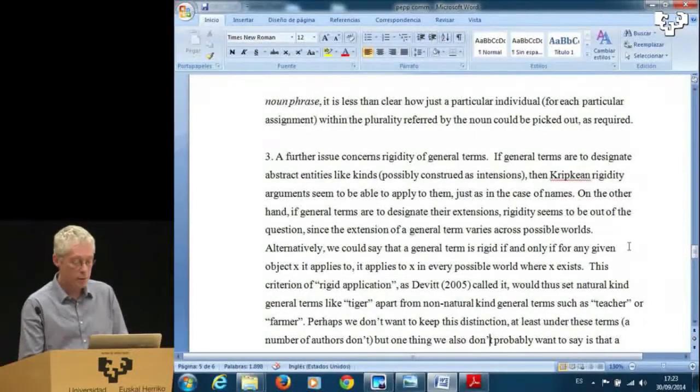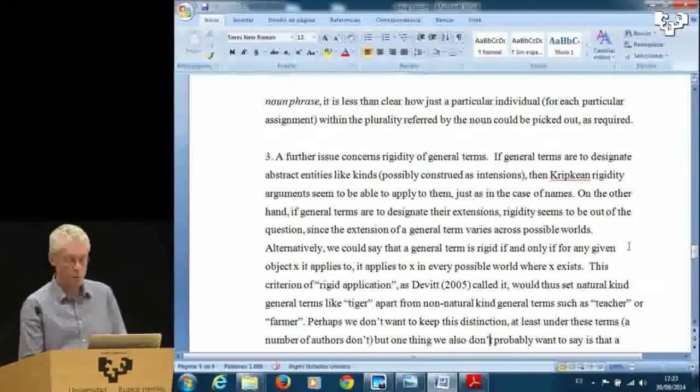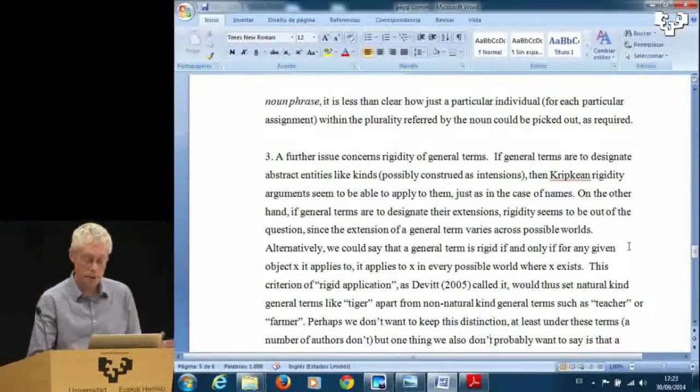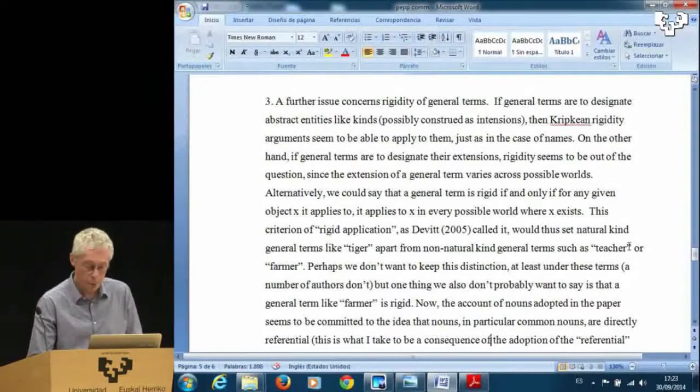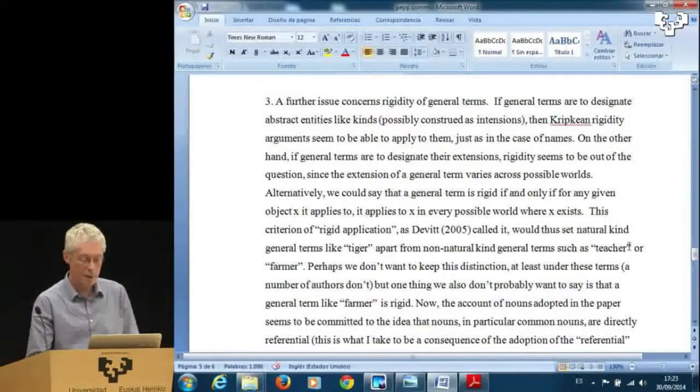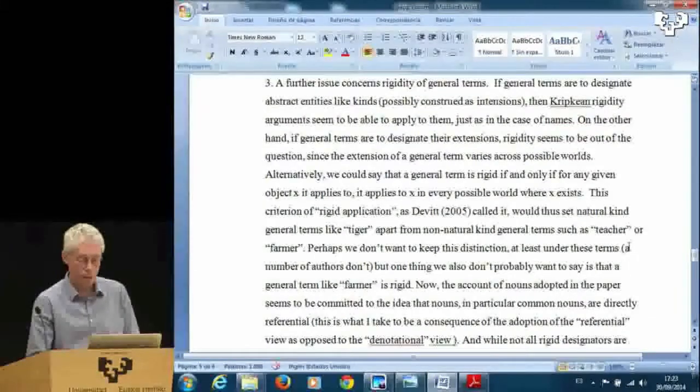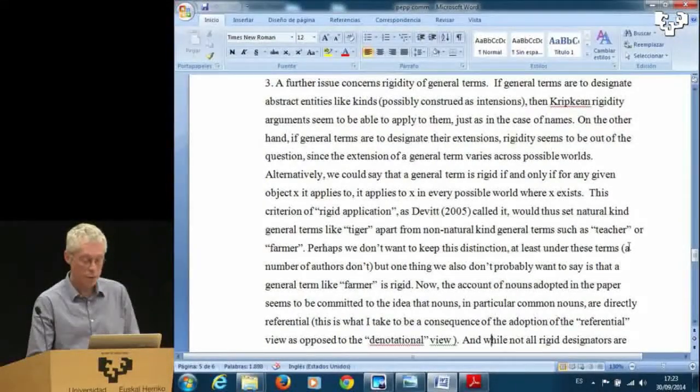This criterion of rigid application, as Devitt 2005 called it, would thus set natural kind general terms like tiger apart from non-natural kind general terms such as teacher or farmer. Perhaps we don't want to keep this distinction, at least under these terms. A number of authors don't. But one thing we also don't probably want to say is that a general term like farmer is rigid. Now, the account of nouns adopted in the paper seems to be committed to the idea that nouns, in particular common nouns, are directly referential.